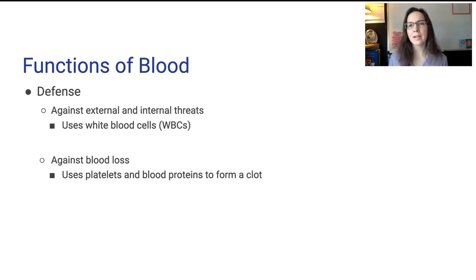So do you see how I kind of said that these can also fall under maintenance of homeostasis? Remember, homeostasis means the maintenance of a stable internal environment. So you want to keep your blood where it's supposed to be. That's maintaining homeostasis.